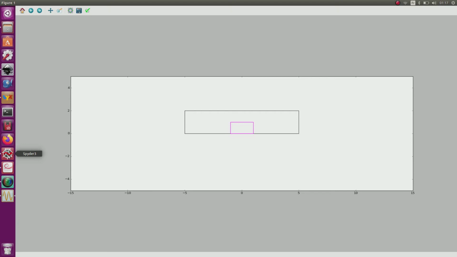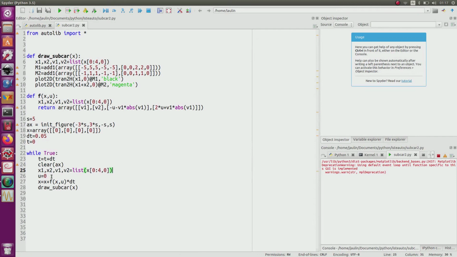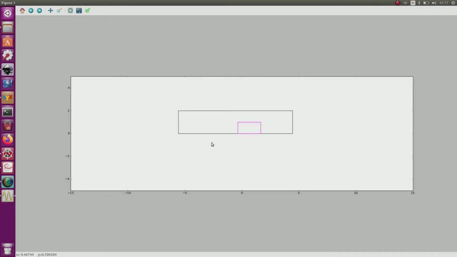So if I want to move something, I will have to change the u here, and I will, for instance, put sine of t. So if I do this, it will oscillate left and right. I do this, I run, and I can see that I oscillate left and right, but we can see that the weight is going outside the box, which is not consistent with reality.